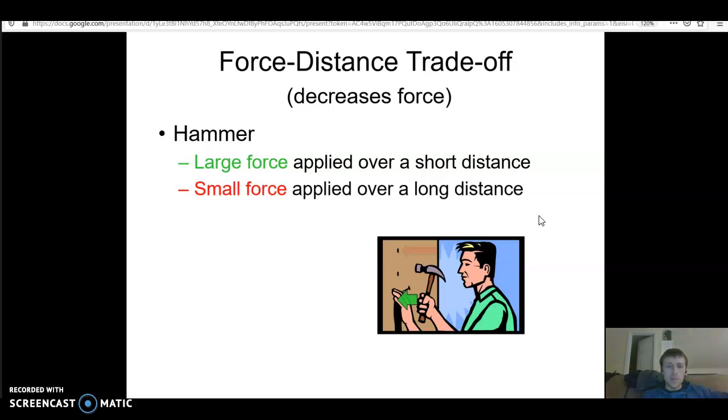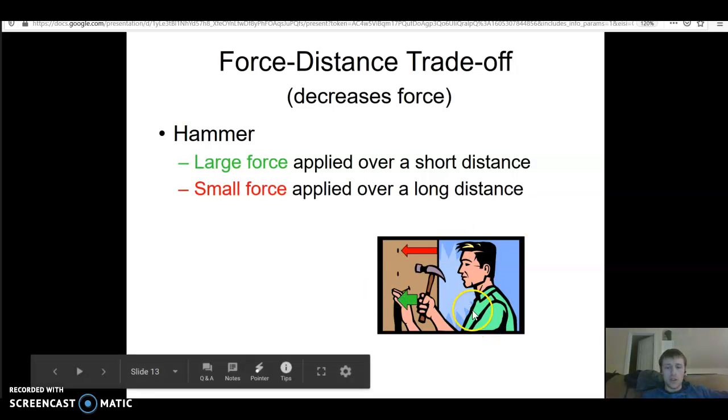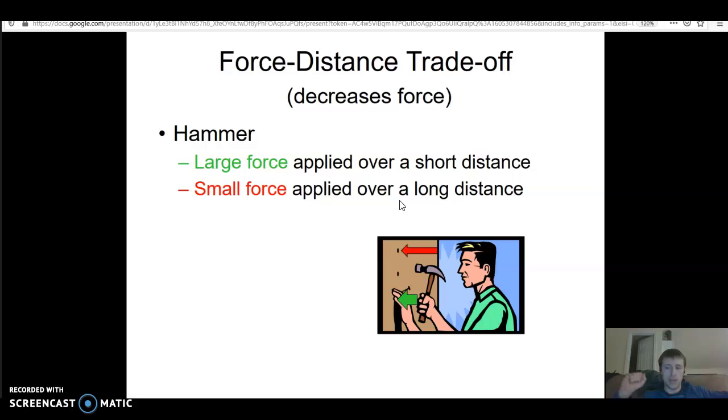We can look at the opposite over here with the hammer. So we have a large force being applied over a very short distance where we hit the nail, and a small force applied over a long distance where we go to move the hammer.